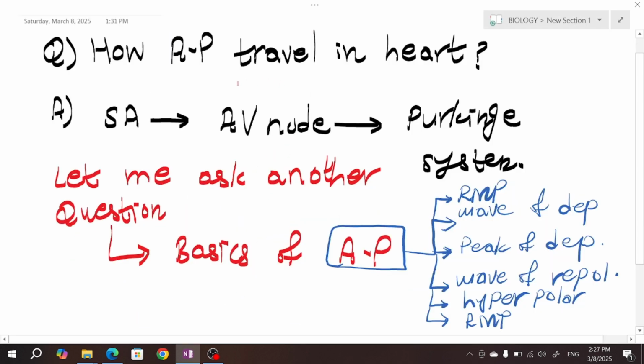So action potentials travel in the heart from the SA node, then the AV node, and then finally the Purkinje system. Now let me ask another question. What are the basics of the action potential? We know there is a resting membrane potential, then comes the wave of depolarization, then the peak of depolarization, then the wave of repolarization, hyperpolarization, and then again comes the resting membrane potential. Now if you do not know the basics of action potentials, how they are generated and how they travel, click on the I button and clear your basics.